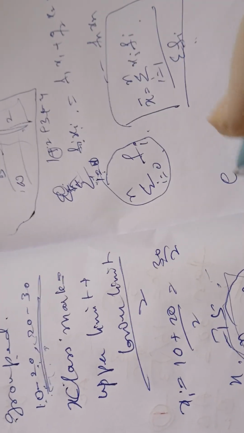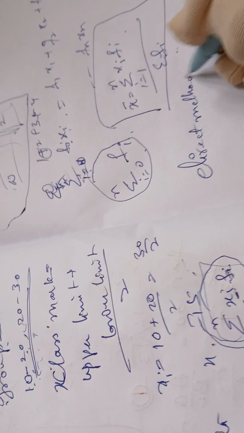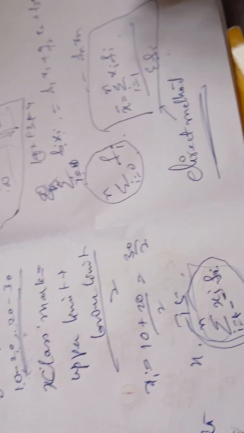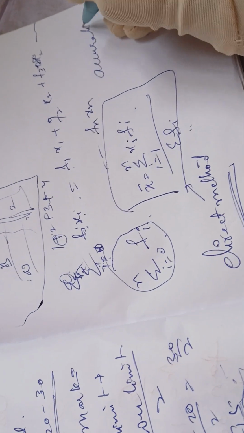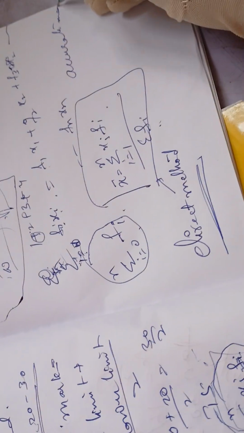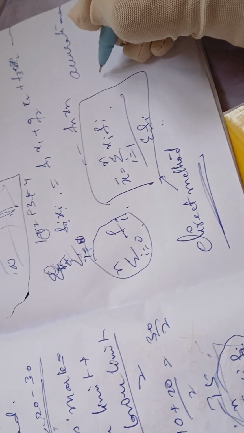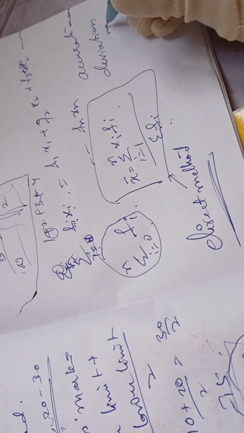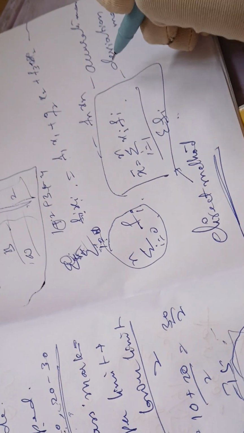Right, this is the direct method. So this is the direct method of calculation of mean. There are different methods. This method is the direct method. One more method is the assumed mean method, and another one is the step deviation method. By these methods we will calculate the mean.